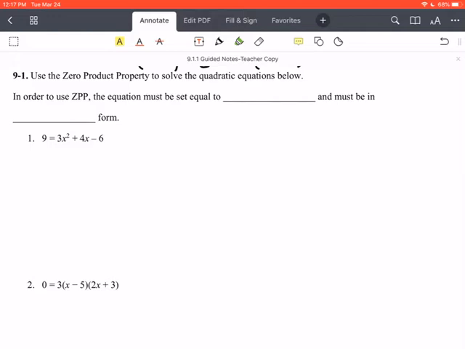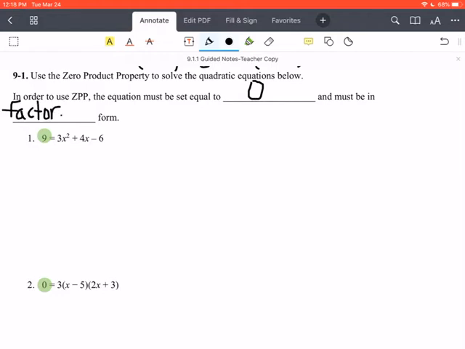Now, notice all of these are considered equations rather than functions because they are set equal to numbers rather than variables. All right, so in order to use ZPP to solve an equation, the first thing we have to have is the equation set equal to 0. If it's not set equal to 0, you need to get it equal to 0. And the second thing that we must have is the equation must be in factored form. So if you glance down at number 1, that is certainly not in factored form, so it's going to take some work.